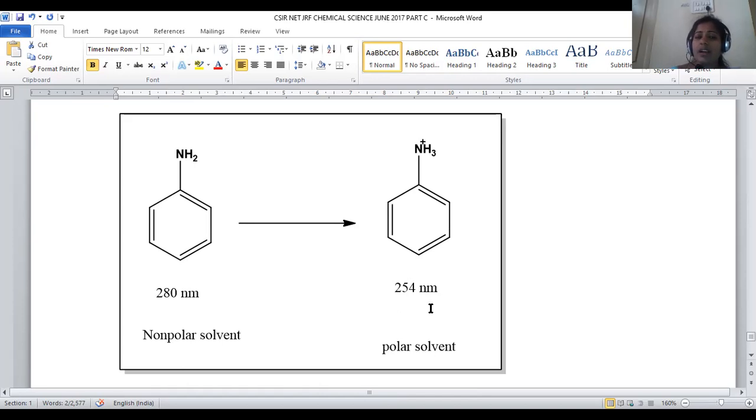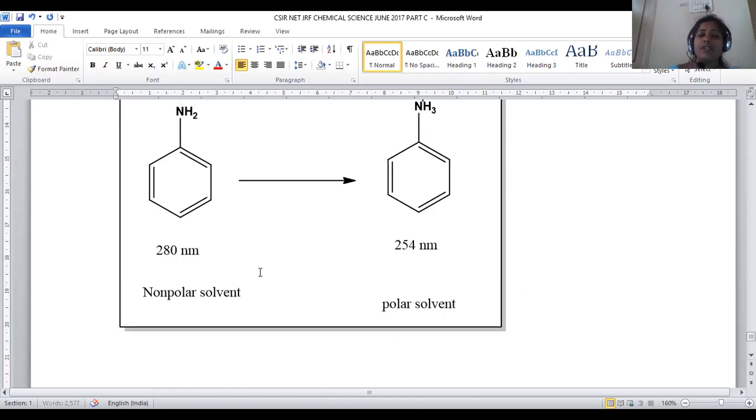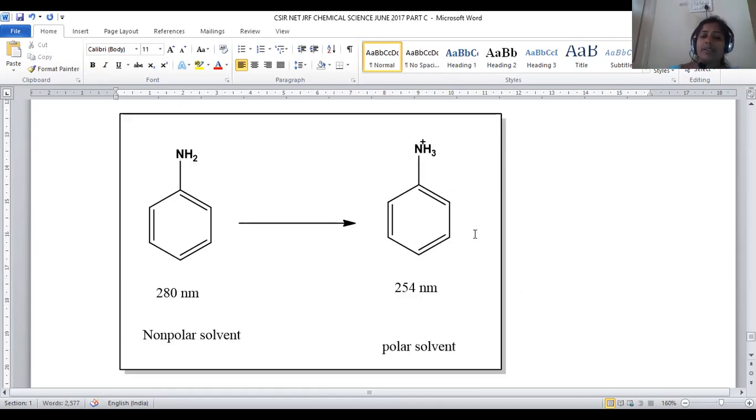How can we explain this? What will be the electronic transition possibilities? Electronic transitions are classified into sigma to sigma star. Second is n to sigma star. Third is pi to pi star. Last is n to pi star. These many transitions are possible when any molecule is kept under UV visible light.